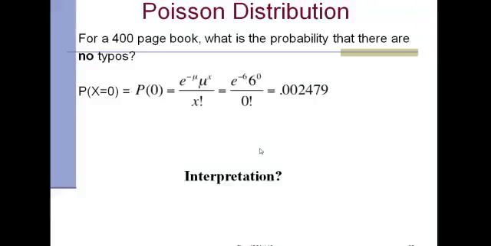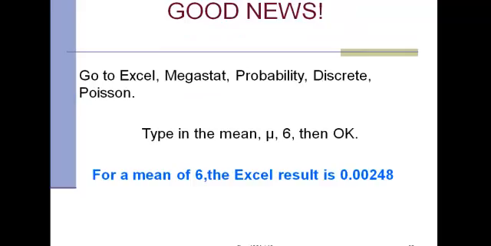And interpretation. Well, let's see. How would you interpret 0.002479? By the way, I wanted to mention that when you use Excel, it came out 0.00248. That's fine. You're going to get very, very close results. So again, what would that interpretation be? There's a 0.2% chance that you would have 0 errors in a 400-page textbook, or about 0.248% chance that there would be 0 errors in a 400-page textbook.